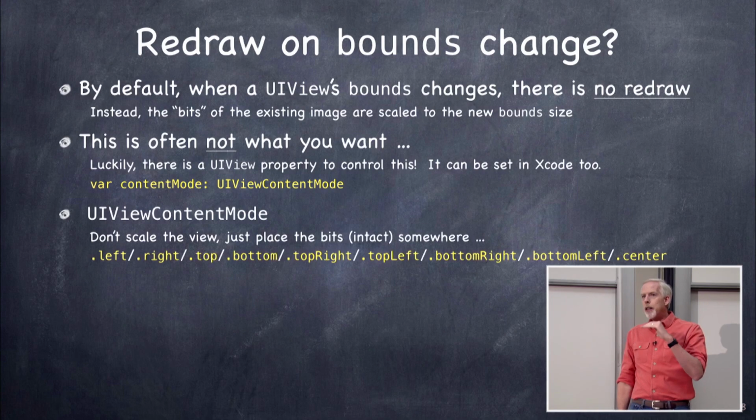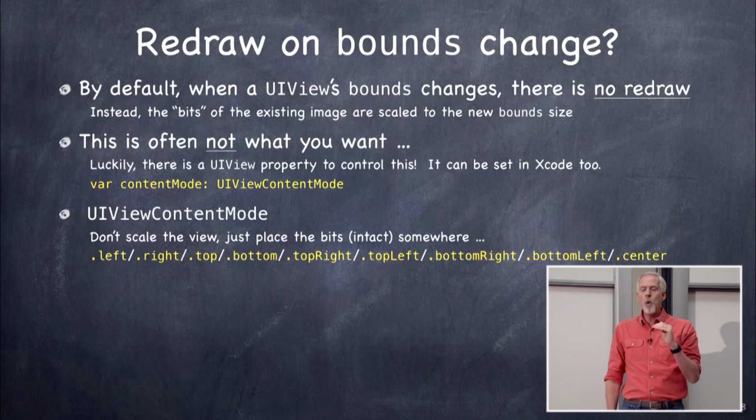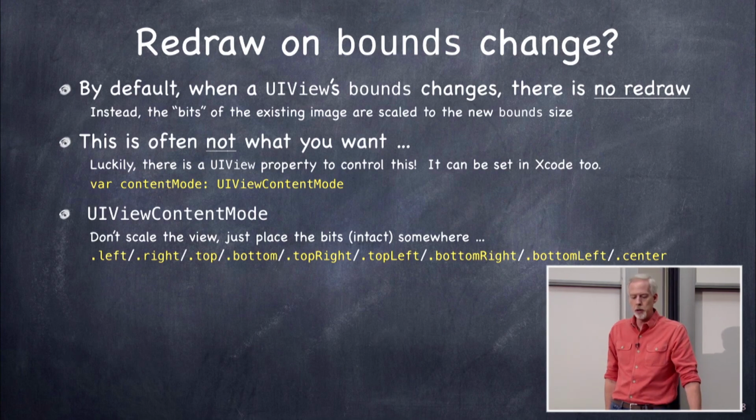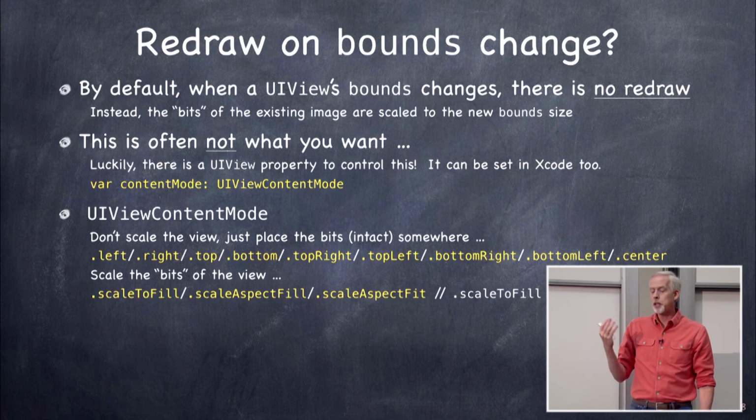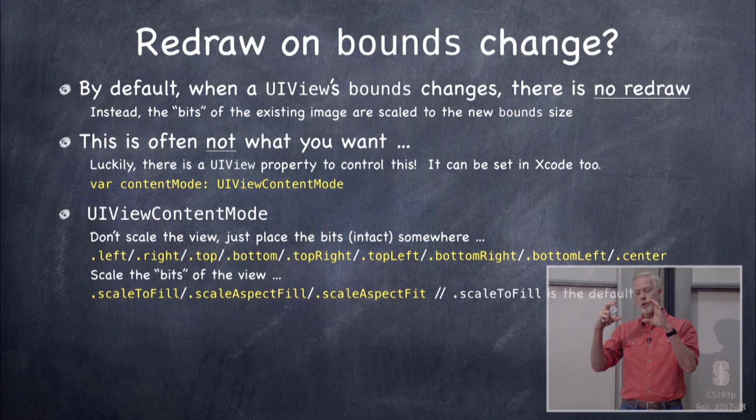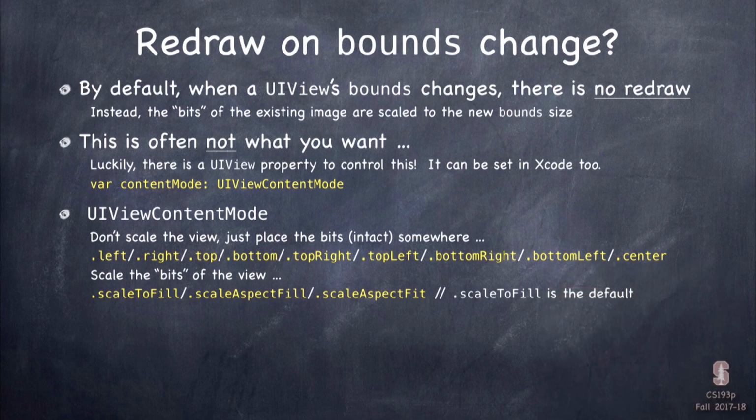So there are 3 different categories of content modes. One is keep my bits, don't redraw me, but just move my bits unscaled to a new position: upper left, top, lower right, keep it in the center, whatever. This one almost never gets used. Then there's scaling the bits, where scale to fill is the default, which just scrunches the bits to fit in the new space. It doesn't even respect the aspect ratio. But you could set the content mode to squish the bits but keep the aspect ratio the same, so that a face doesn't go from an oval this way to a tall oval or whatever.